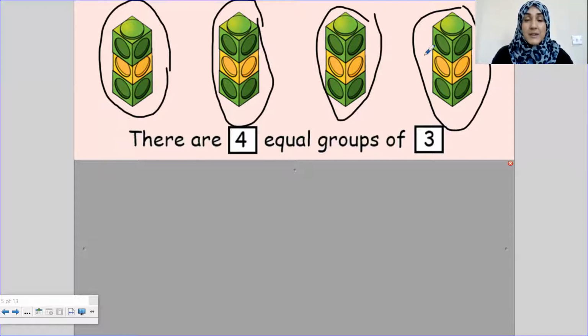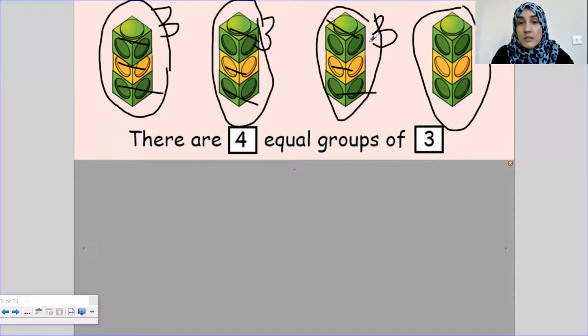Let's count how many objects are in each group. We've got 1, 2, 3. We've got 3 cubes in that group. We've got 1, 2, 3. We've got 3 cubes in this group. And we've got 1, 2, 3. And we've got 3 cubes in this group. So they are all equal. They all have 3 cubes.